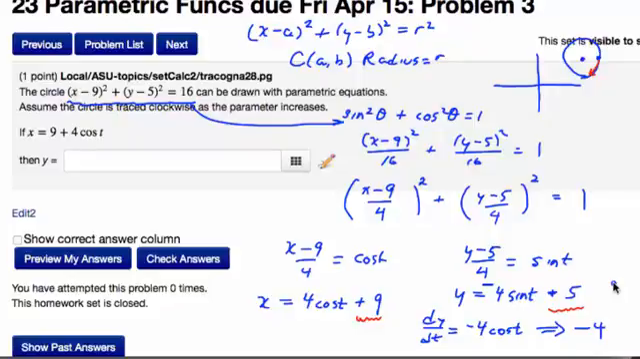Questions on this example? Okay, ready for new stuff. Last chance.